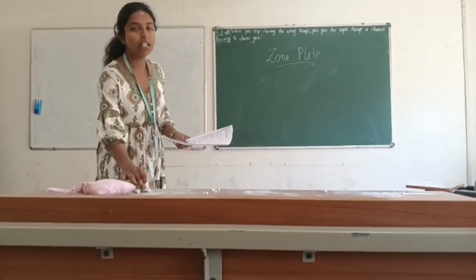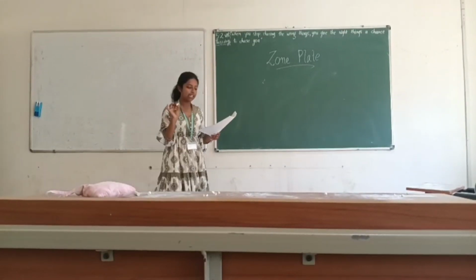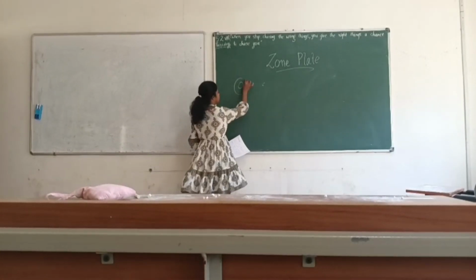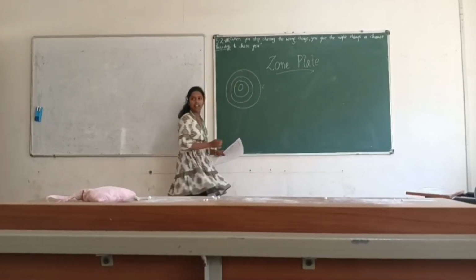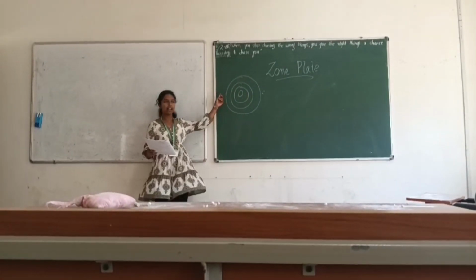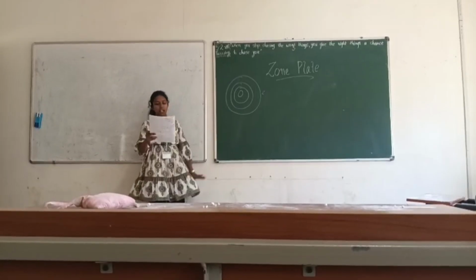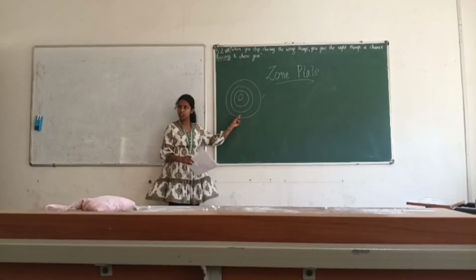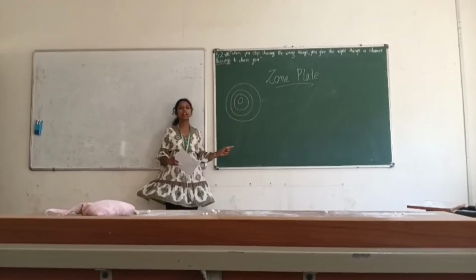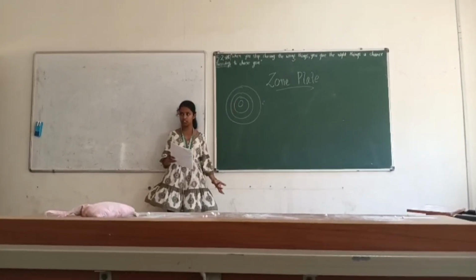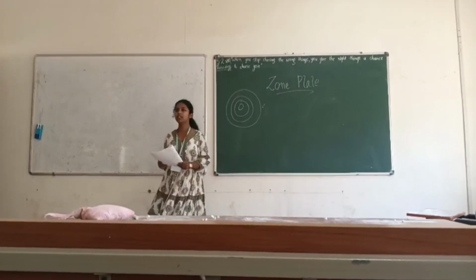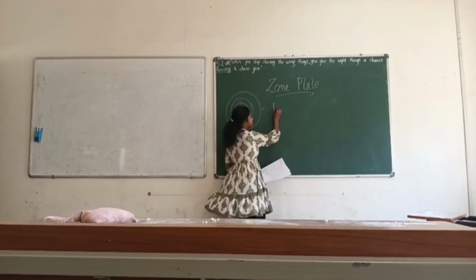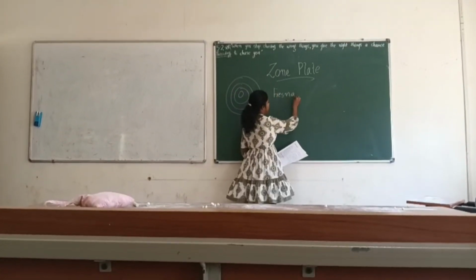Then how does a zone plate look? A zone plate is considered to have a lot of concentric circles. It will look like this. See, several concentric circles arranged together. This is a zone plate. Each circle is divided into various zones. Each zone is known as a Fresnel zone. Now we are going to discuss the working principle of this zone plate. The working principle is based on Fresnel's diffraction.